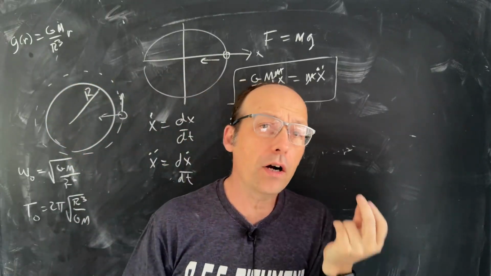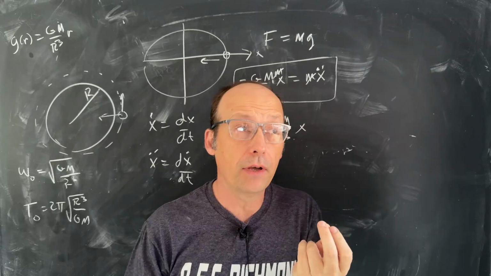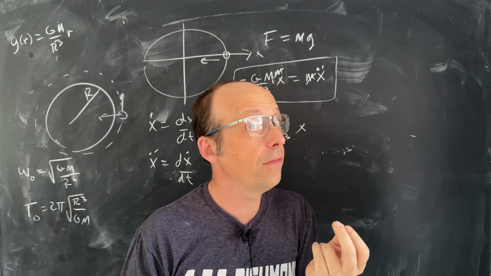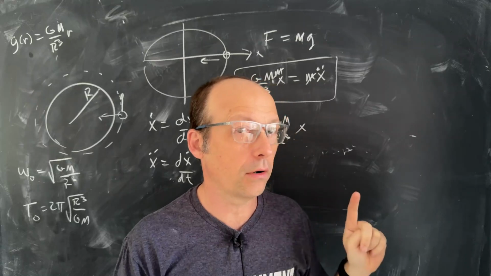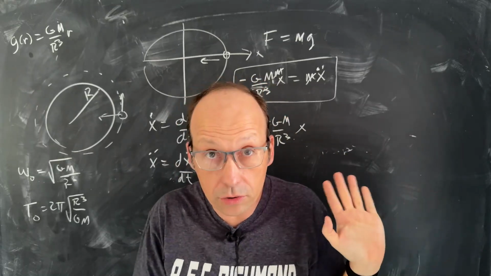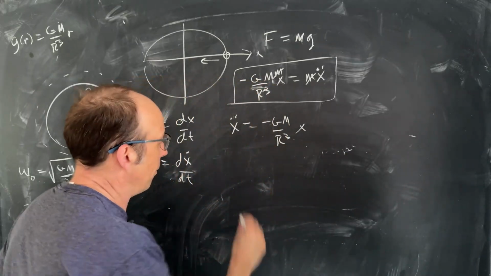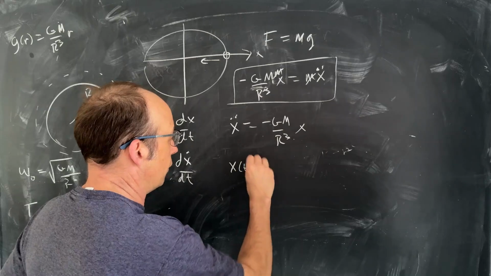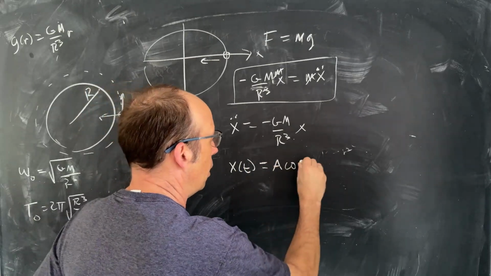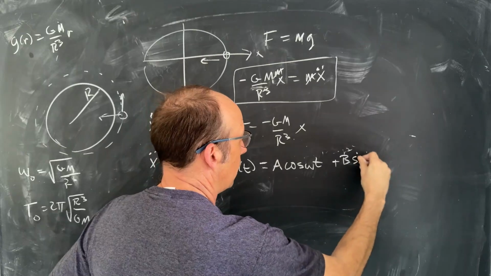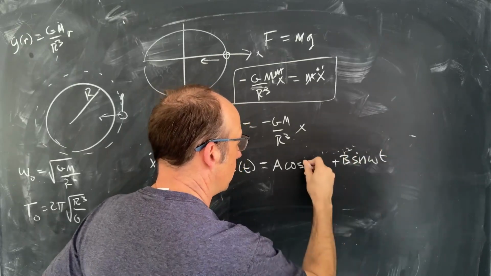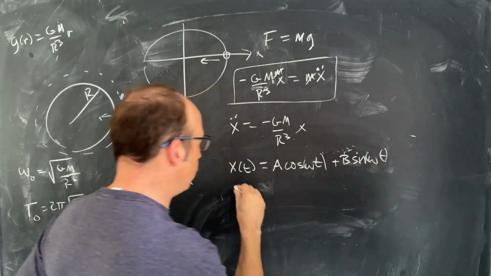So what functions can we take derivatives of and get a negative function back, the same function back? Yeah, you've probably seen this before, okay? And there's more than one solution, but I'm going to go with the most common one. x as a function of t is a cosine omega t plus b sine omega t. That's in parentheses. And let's just check, right?